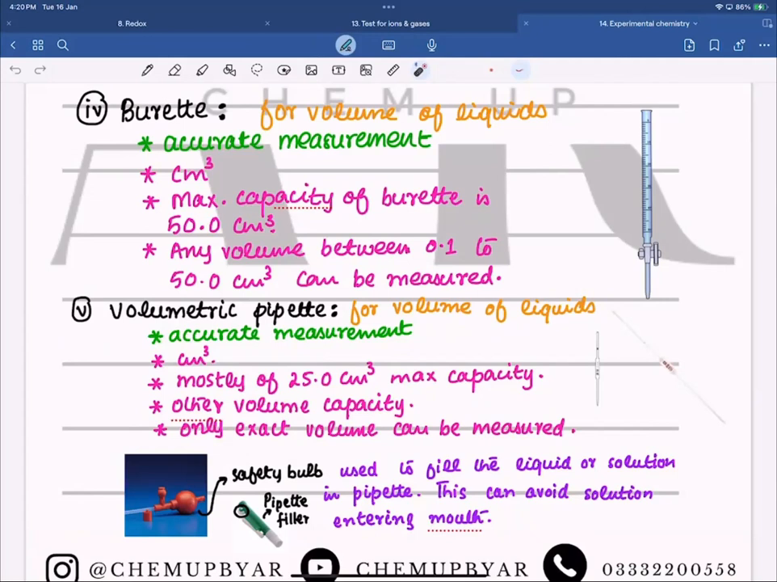Yes. The safety belt and pipette filler both are used to fill the liquid or solution in the pipette. This can avoid solution entering the mouth.